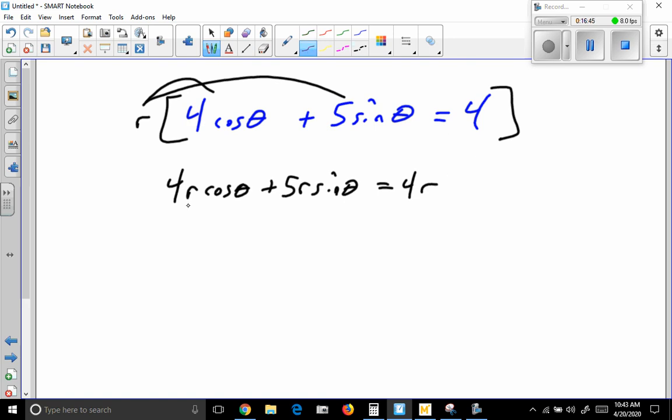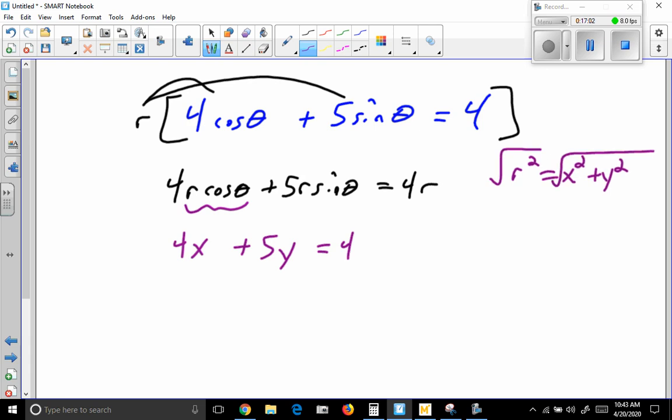Where we have r cosine, we just change that to x. And where we have r sine, we change that to y. And then where we have r, if r squared is x squared plus y squared, then r would just be the square root of that. So we change this side to the square root of x squared plus y squared. So that's taking that polar equation and changing it to rectangular coordinates.